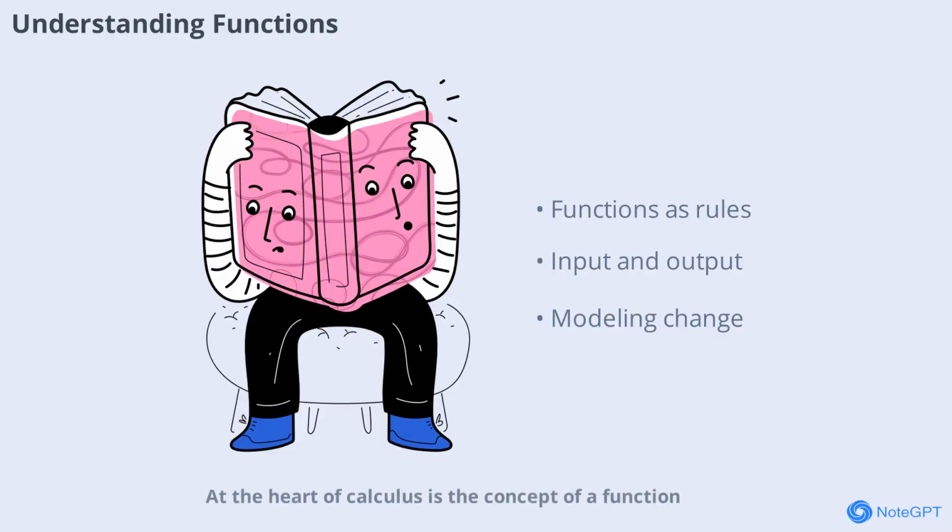The heart of calculus is the concept of a function. A function is a rule that assigns each input exactly one output. Think of it as a machine. You put in a number and out comes another number. Functions can describe everything from the path of a rocket to the growth of a population. In calculus, we use functions to model change and analyze patterns. Understanding functions is the first step to mastering calculus, so let's take a closer look at how they work.